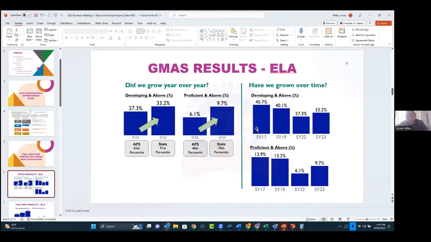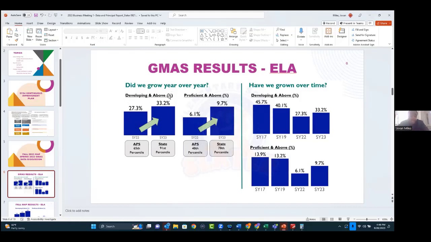SY17, which I believe was the first year that Slater was a purpose-built school. SY19 is the pre-pandemic milestones. SY22 is the first year out of the pandemic. SY23 is last year, so the year that the Slater and Thomasville communities were combined. So we'll start with whether or not we grew year over year.